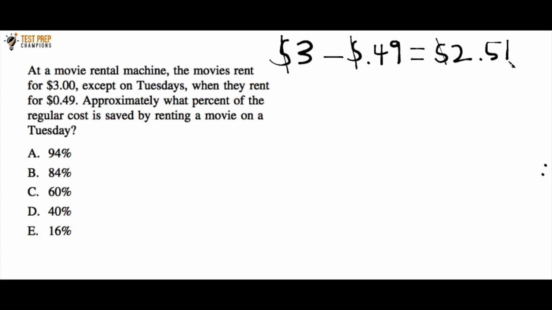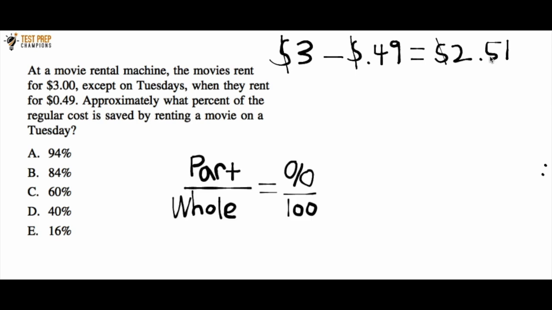All right, so now that we figured out the amount that you would save, we want to figure out what percent of the regular cost is saved by renting on a Tuesday. So here is the percent formula. Part over whole equals percent over 100.